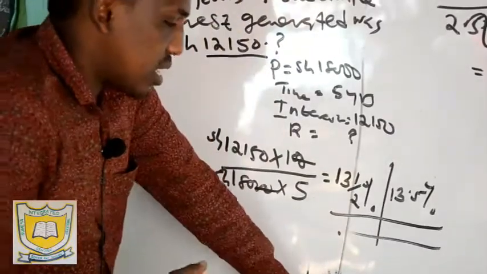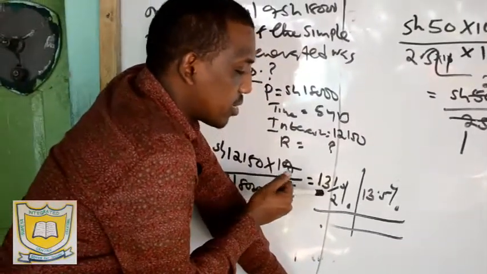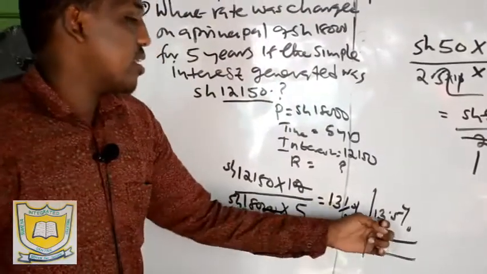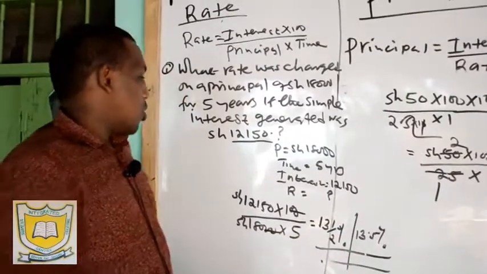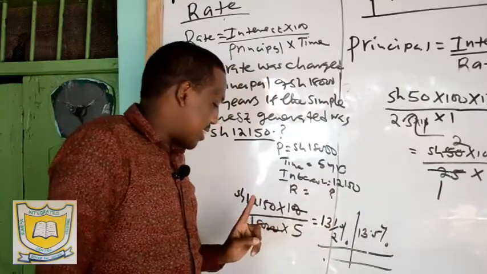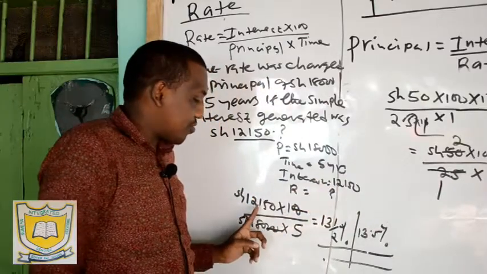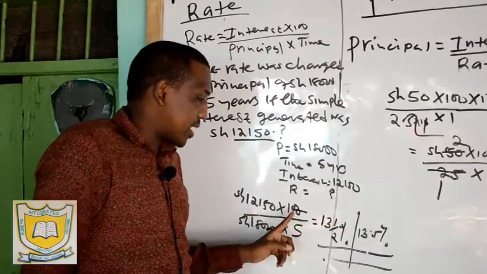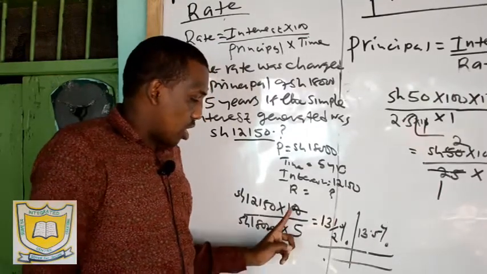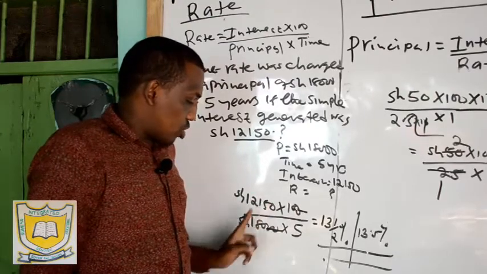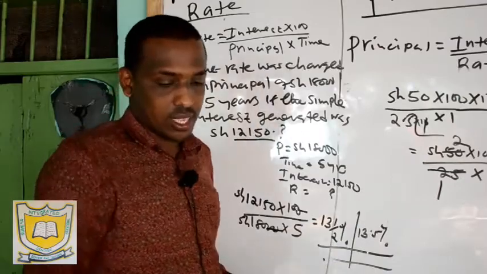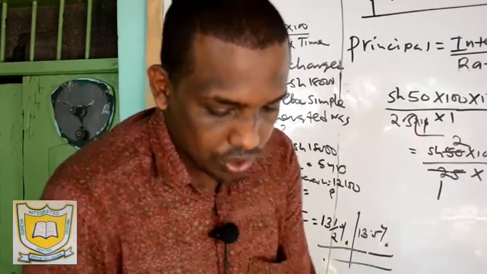So in a multiple choice examination, you might find 13.5 or 13.5%, they are the same. We have the principal, the time and the interest, and we are looking for the rate. Rate is equal to 12,150 times 100 over 18,000 times 5. When you divide these, you will get 13.5%. That's how we find the rate.